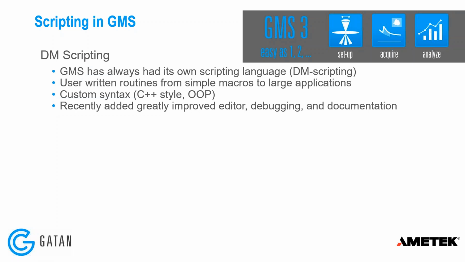So GMS has always had its own scripting language. We typically call this DM scripting, and you can do anything from simple macros to large, sophisticated applications. And some of those you can even purchase online. Companies are selling these applications written based on DM scripting. It has a C++ style, but also some object-oriented programming elements.